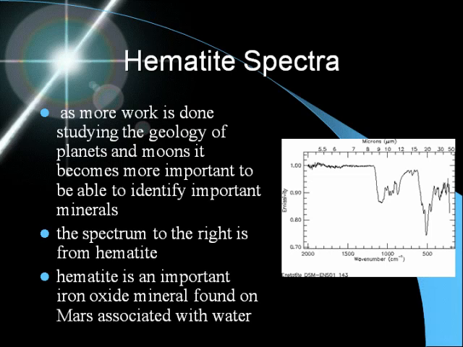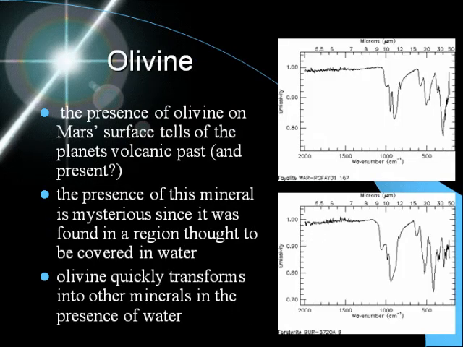So, the big question is, did Mars once have water? Could it have supported life? The presence of hematite seems to indicate that at least water was in liquid form.